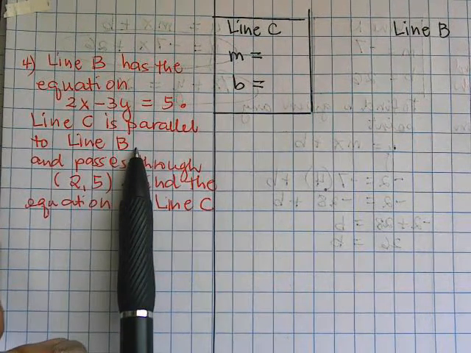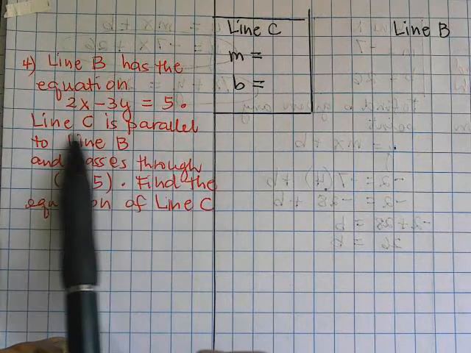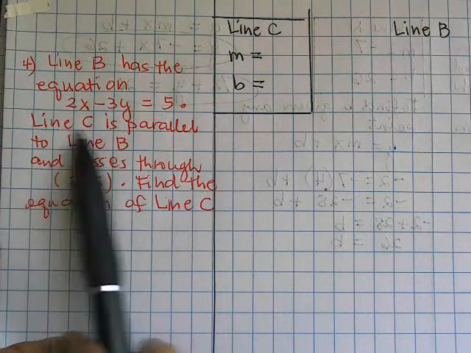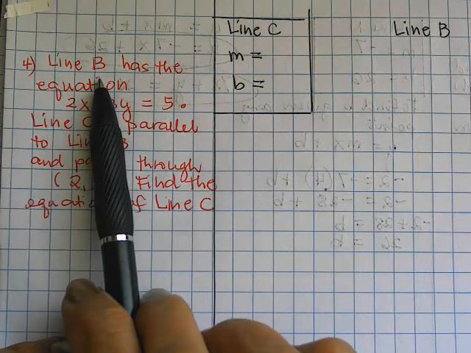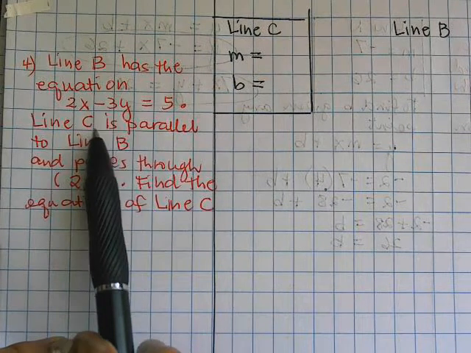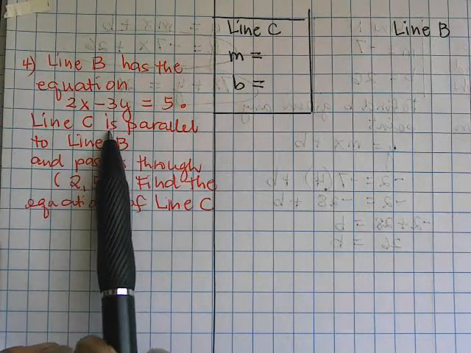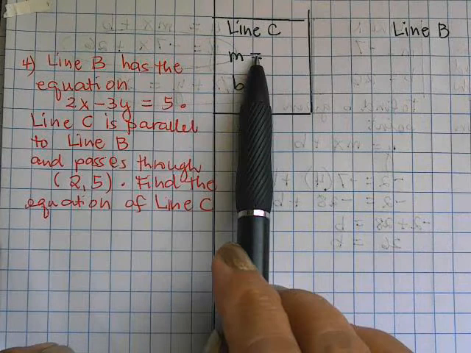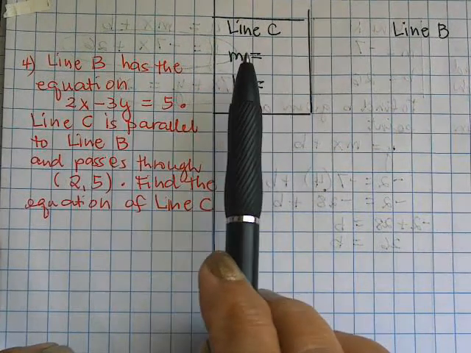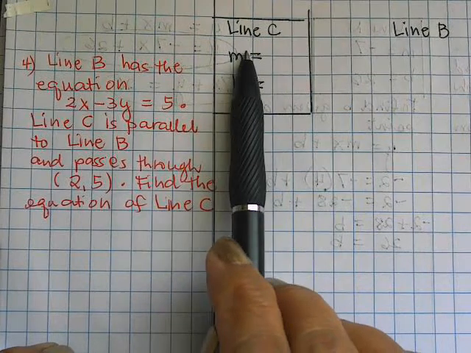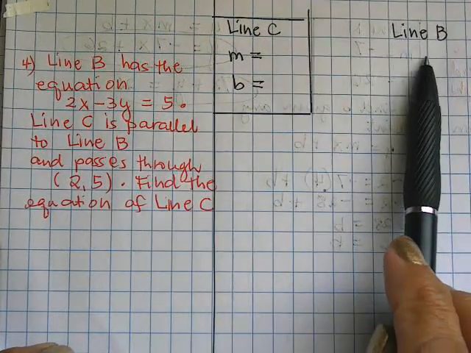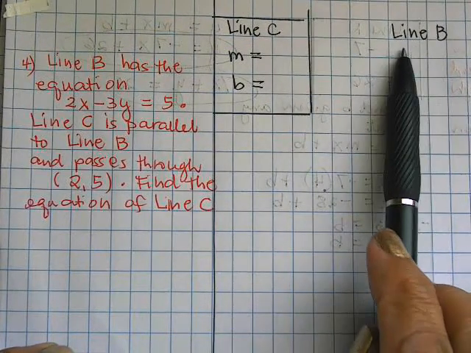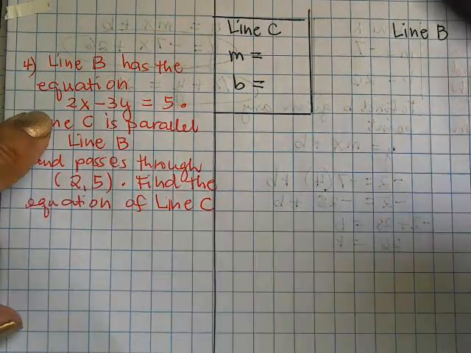So pause here and just try to think what you can deduce from this sentence. Line B has the equation and line C is parallel. So I could say that line B has the same slope as line C since they are parallel. I'm going to stop here first and work on the slope, because I need the slope of line C, but to get it I have to find the slope of line B, since these two have the same slope. I will find the slope of line B from its equation.